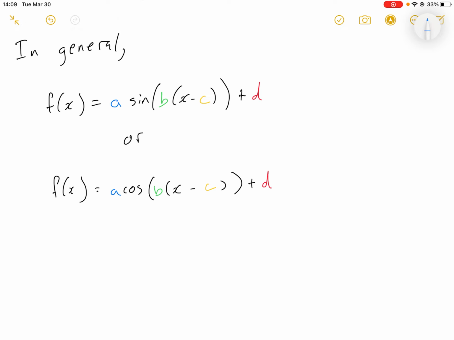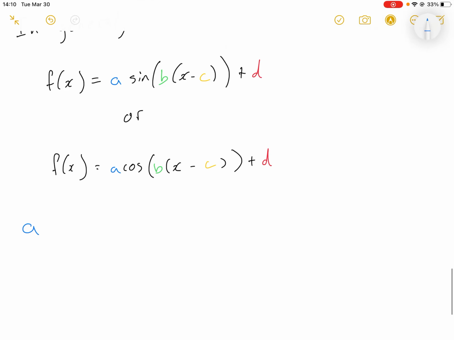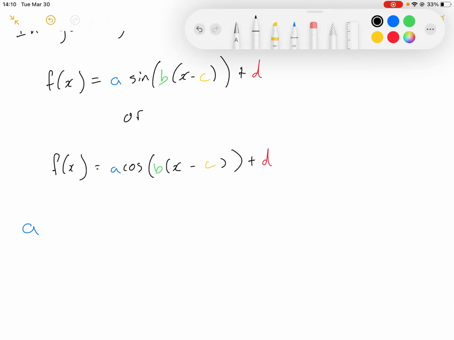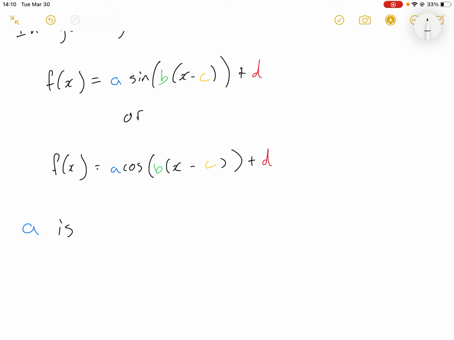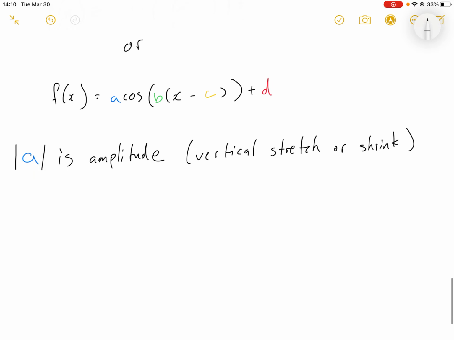So that first letter A is the amplitude, whatever it might be. Technically, A could be negative, so you really want the absolute value. Amplitude can never be negative. And if you're thinking about transformations, this would actually be a vertical stretch or shrink. And so this is what's squishing it or increasing the height of those waves.